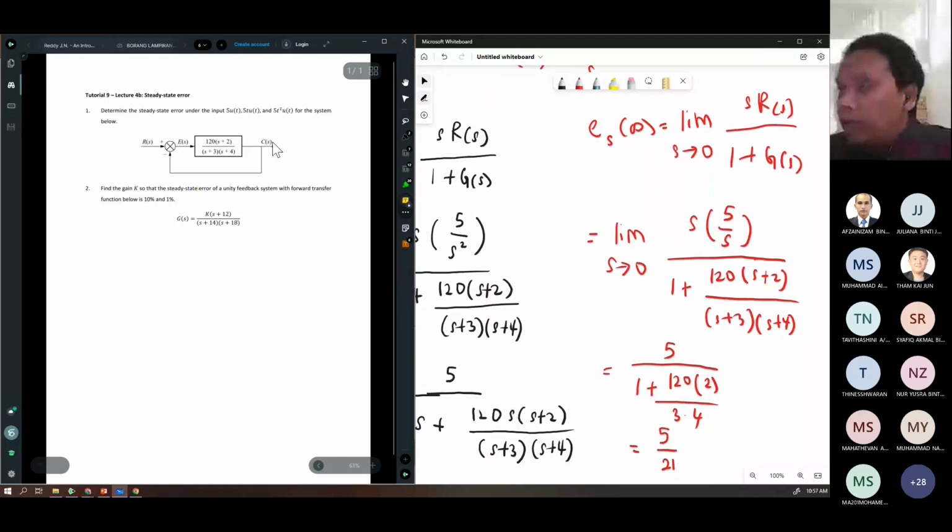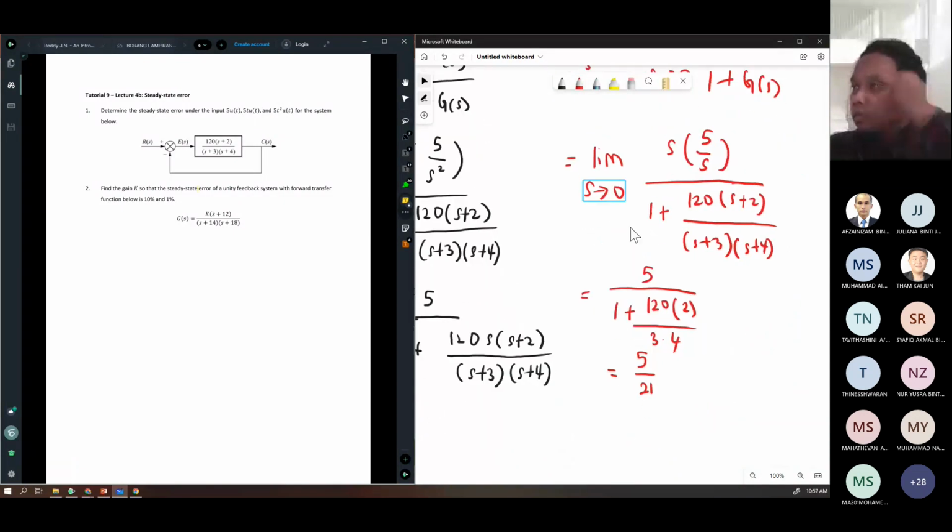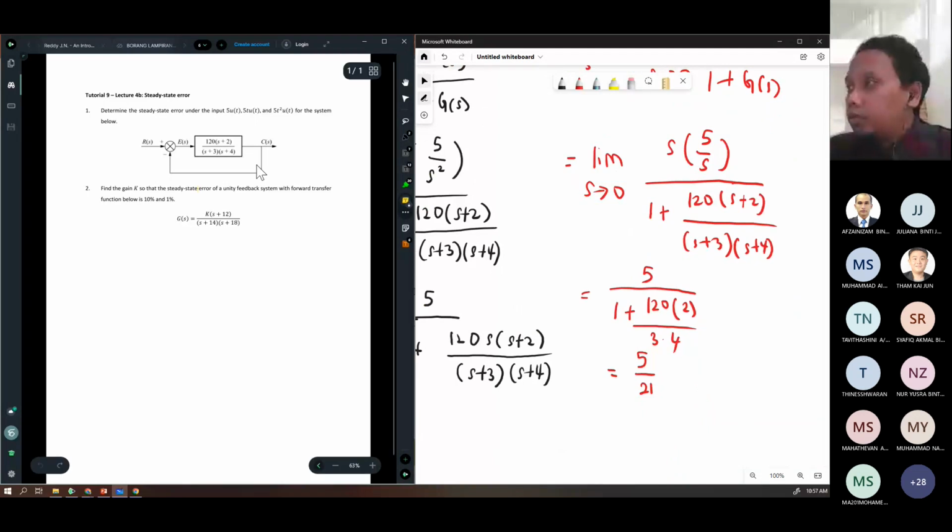So you need to determine the type of system, and from there you know which input will produce a steady state error, and which input will produce zero error and infinity error. Okay, now let's look at tutorial question number 2.